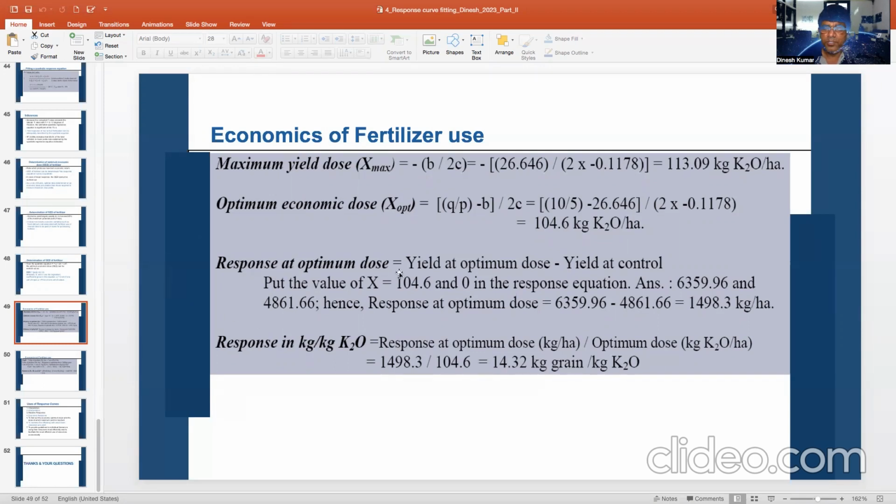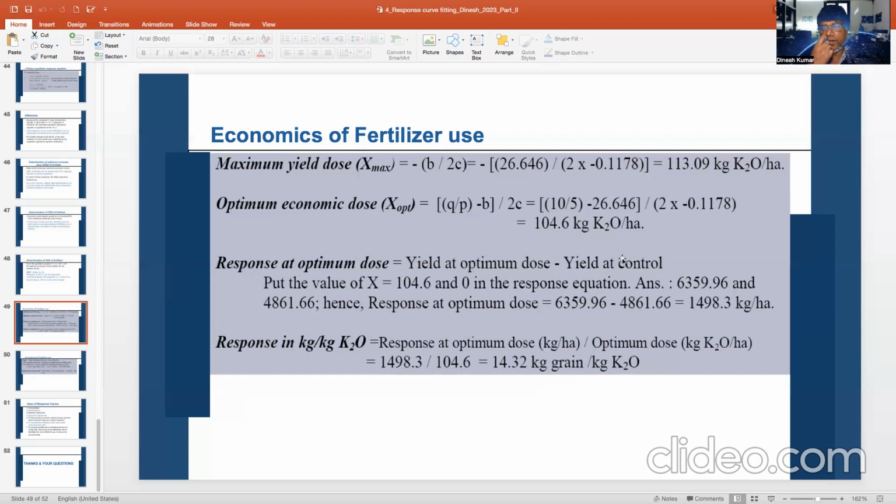Response at optimum dose is equal to yield at optimum dose minus yield at control. This is the formula you need to remember. So how much you are getting at optimum dose and yield at control. You can calculate the yield at control by fit.